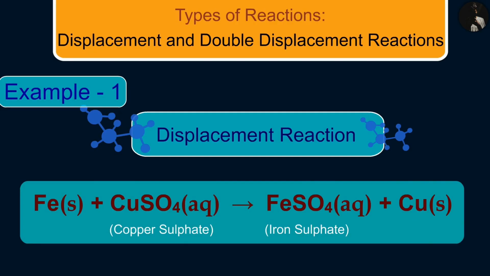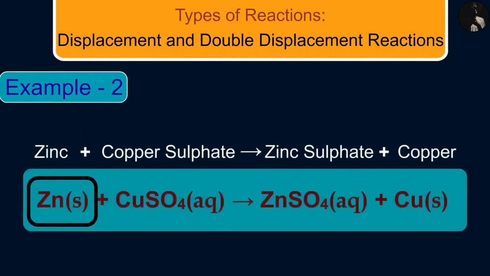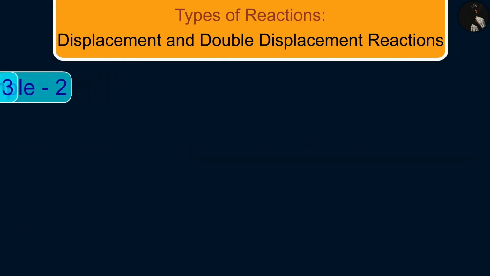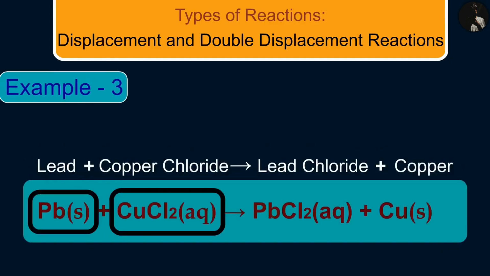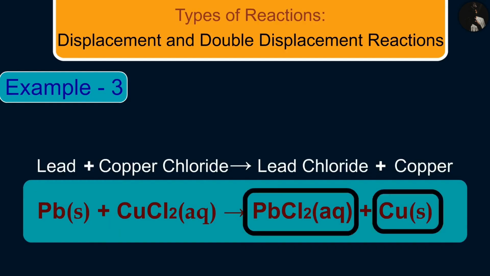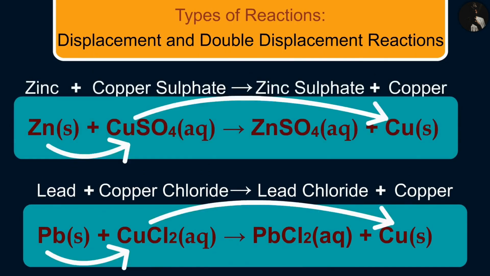This reaction is known as displacement reaction. Other examples of displacement reactions are: first, zinc reacts with copper sulfate and displaces copper to form zinc sulfate and copper. Next example of displacement reaction is the reaction of lead with copper chloride. It displaces copper to form lead chloride and copper. Zinc and lead are more reactive elements than copper and therefore displace copper from its compounds.